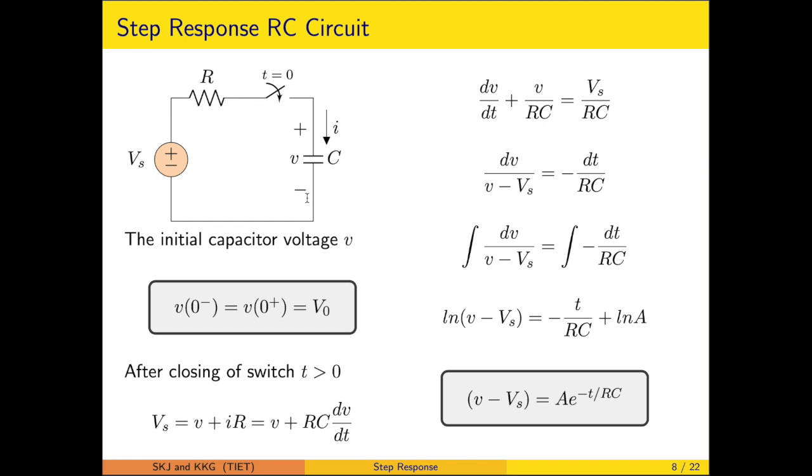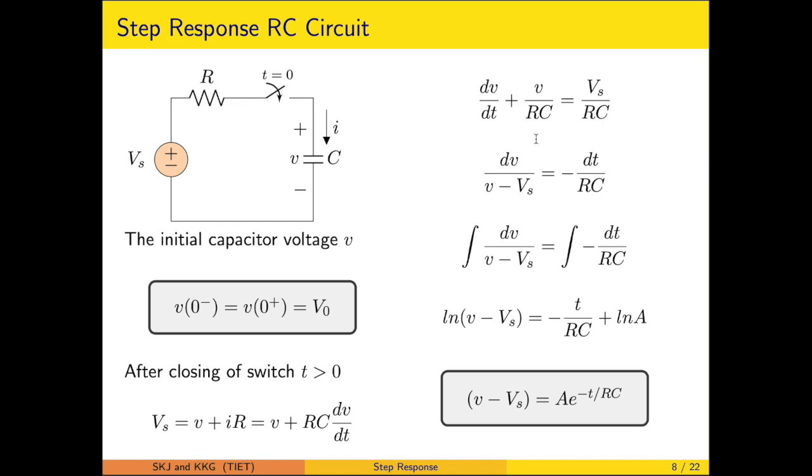As the current is common, it results in the KVL relationship. Supply voltage is equal to the capacitor voltage plus the voltage drop across the resistor. This gives rise to a first order differential equation: dV upon dt plus V upon RC is equal to Vs upon RC.